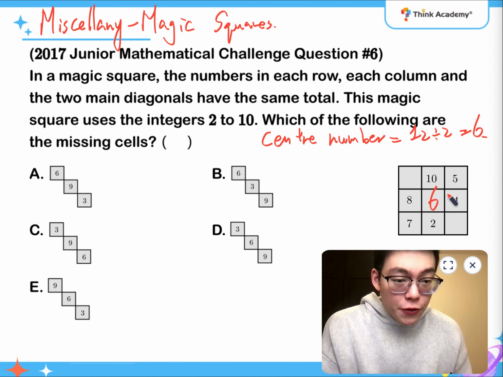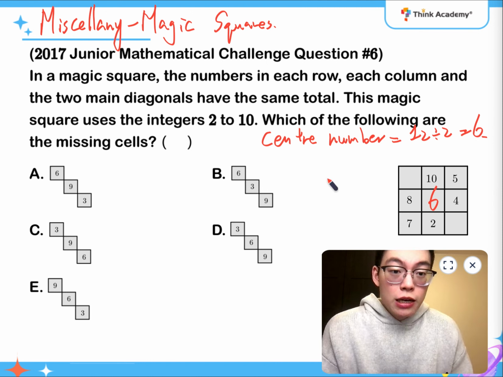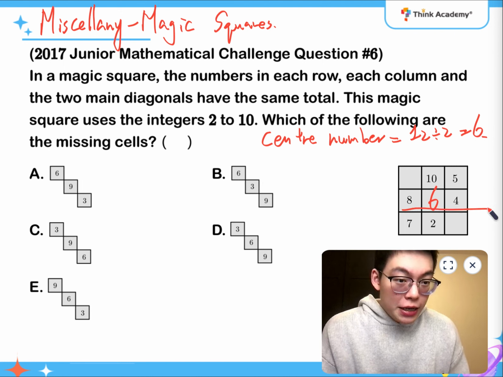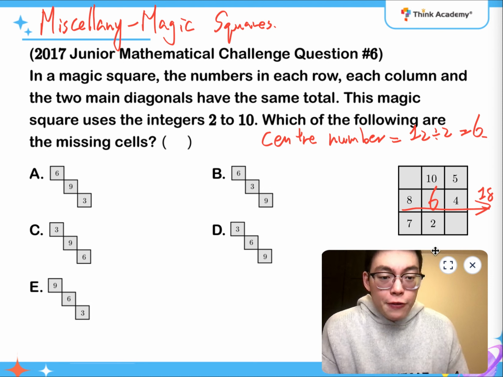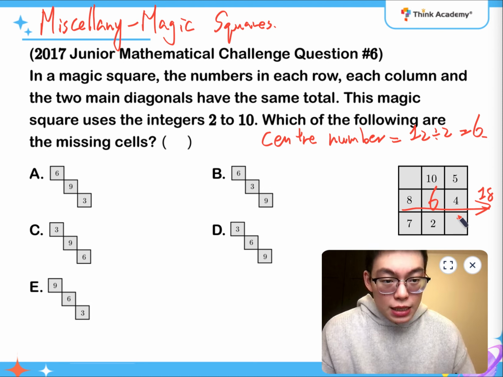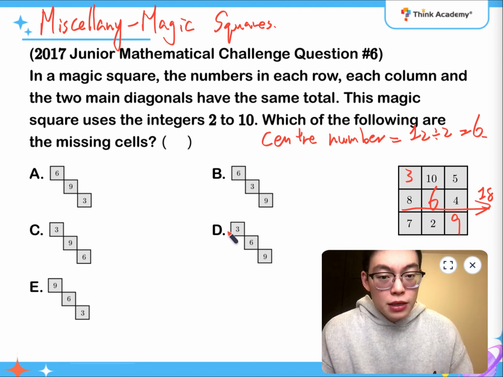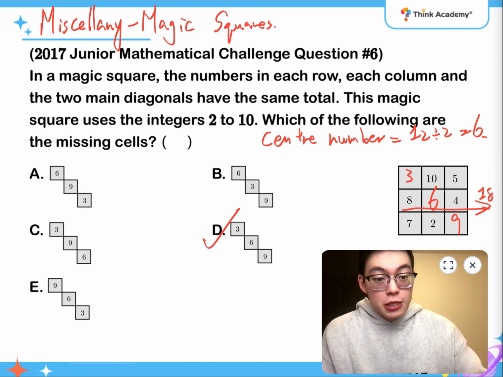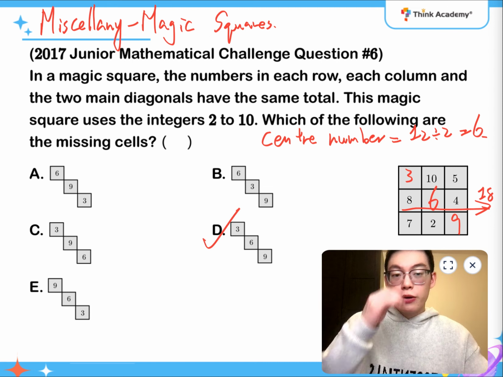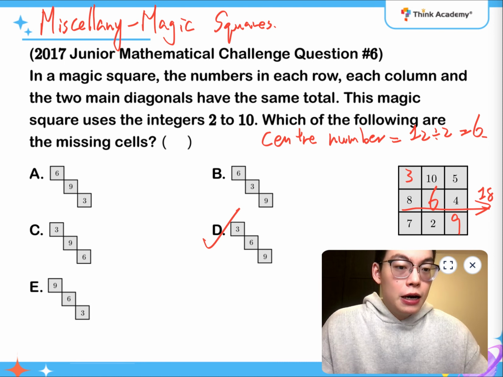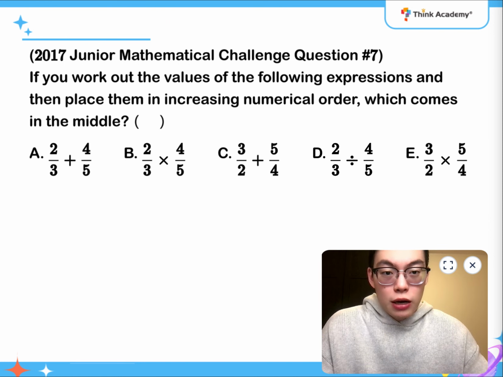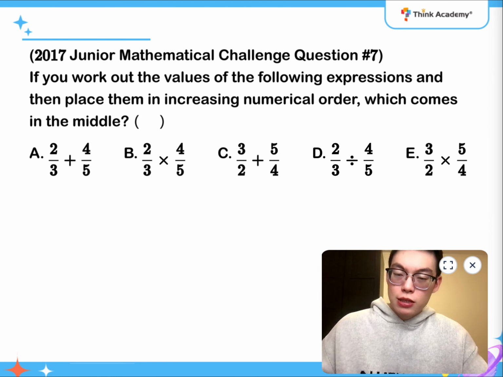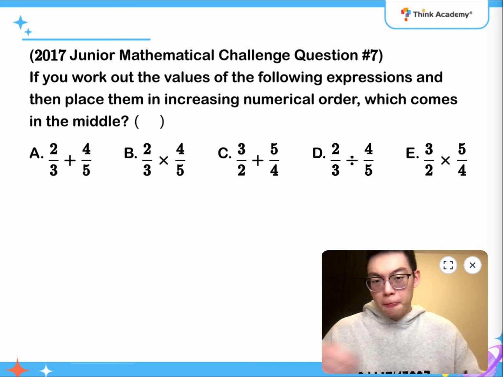And now, of course, I will be able to calculate the sum in each line, right? That's going to be 18. So it means that the sum in every line is going to be 18, which means that this is 9, this is 3. So that's how we get the answer D, okay? As long as you can figure out the center number, the rest of the question is just basically calculation. So it's going to be rolling out for you.